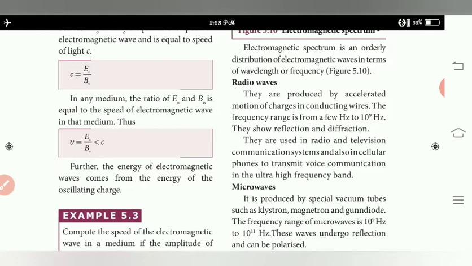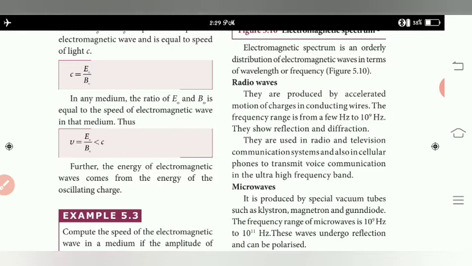You can also produce this kind of radio wave in your laboratory. The frequency ranges from a few hertz up to 10 power 9 hertz. The SI unit of frequency, hertz, honors Heinrich Hertz. They show reflection and diffraction.